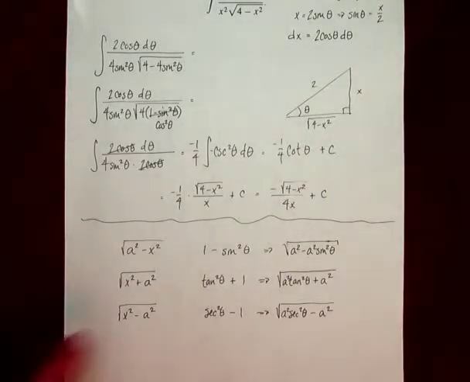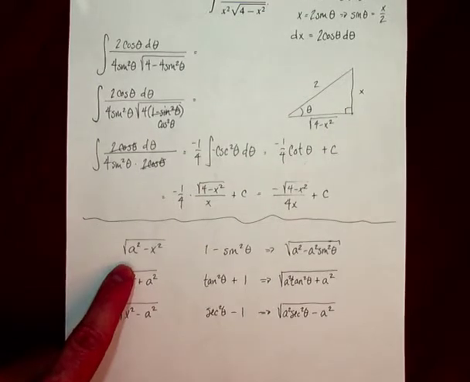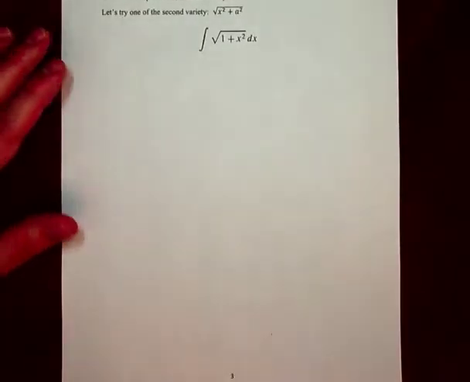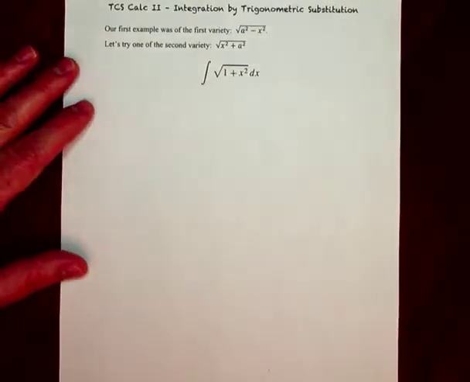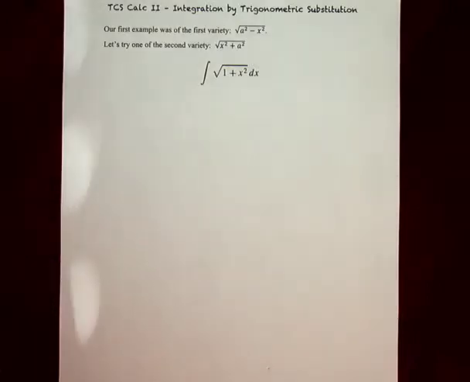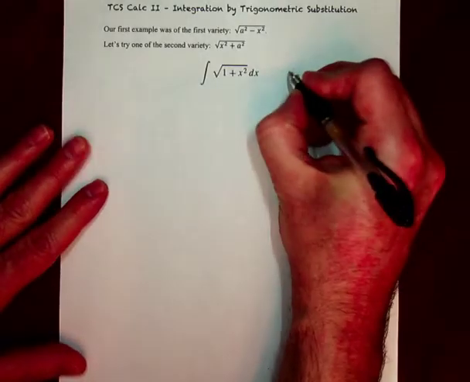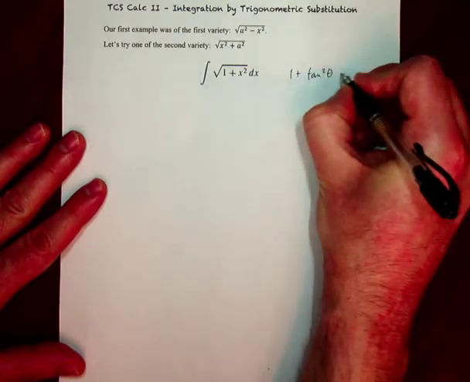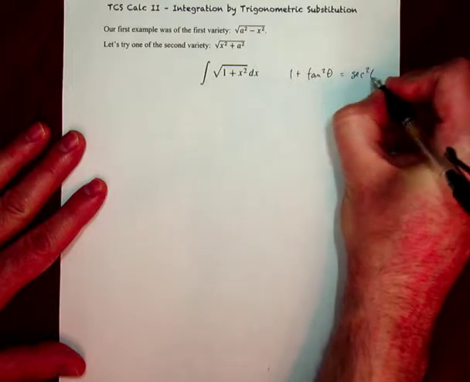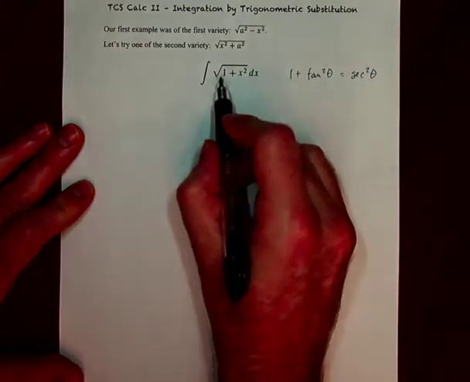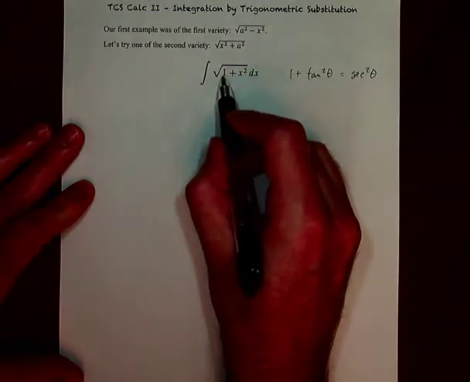So we've already done one of the first variety, the a squared minus x squared. Let's move on to an x squared plus a squared. Okay, so I have the integral of the square root of 1 plus x squared. Now remember that for 1 plus x squared, I'm going to be using 1 plus tangent squared so that it can become secant squared. Well, this one, it's really not all that difficult because a happens to be 1.